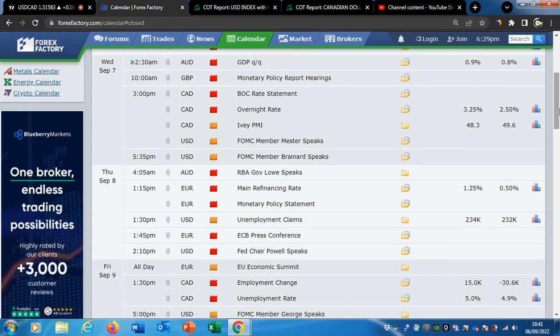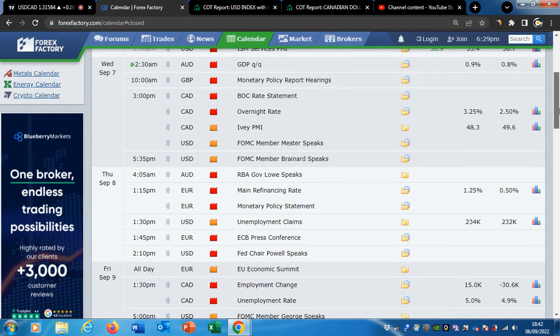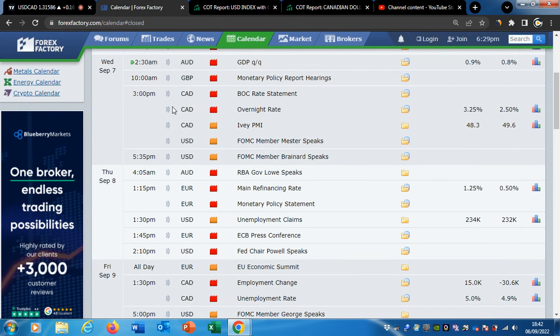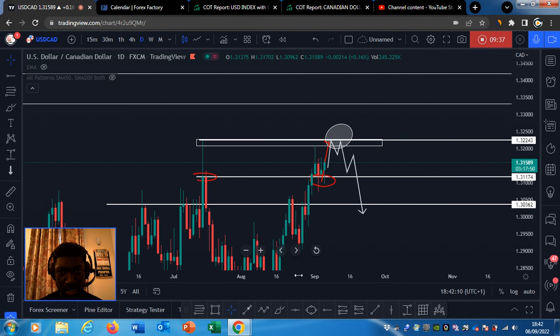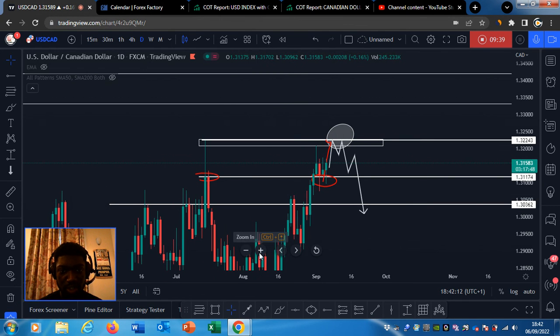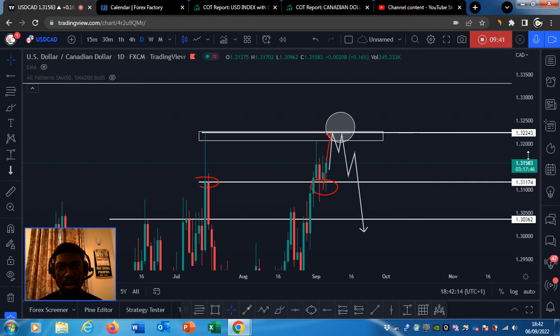We're in the last quarter of 2022, so there's a lot of events happening, and this is the first trading week of September. So we should be expecting some high-impact news affecting the market, especially with USD CAD, when both parties are going to be experiencing some high, intense trading based on fundamental and technical analysis. So yeah, that is my analysis on USD CAD.